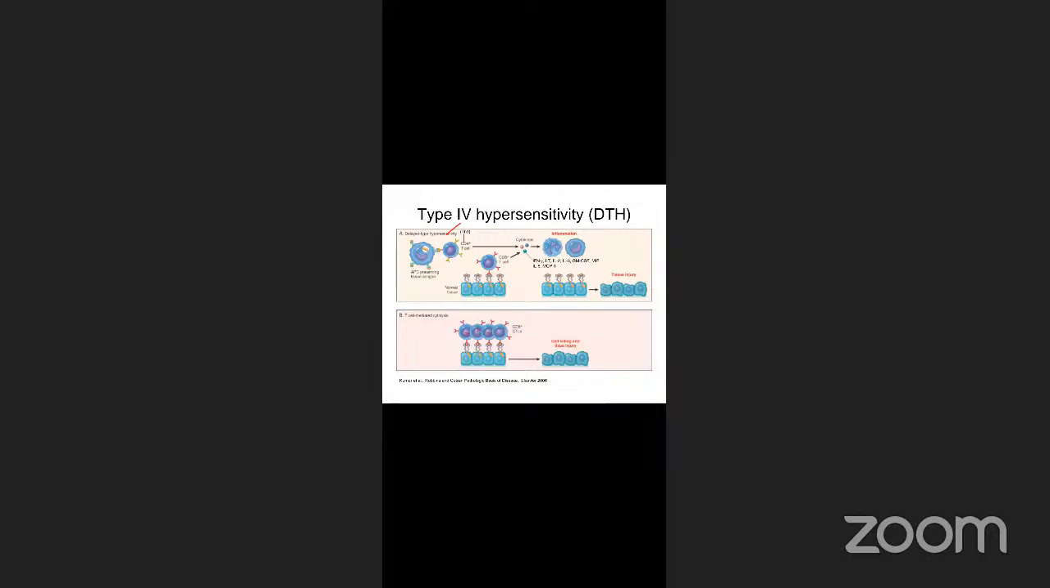Delayed type of hypersensitivity reaction. I have clearly explained this type of hypersensitivity when I was talking about graft rejection; the entire process was discussed at that point. Once again, I will explain one more time. The delayed type of hypersensitivity reaction is also known as cell-mediated hypersensitivity reaction.